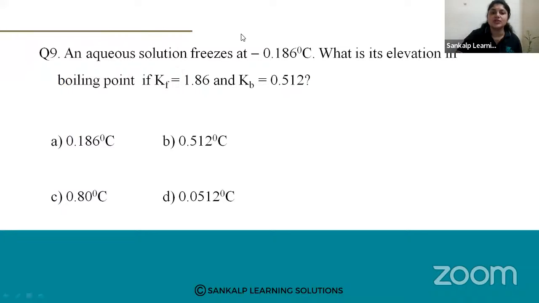An aqueous solution freezes at minus 0.186 degrees Celsius. Okay, what is its elevation in boiling point if Kf is 1.86 and Kb is 0.512? Okay, so this is the question.